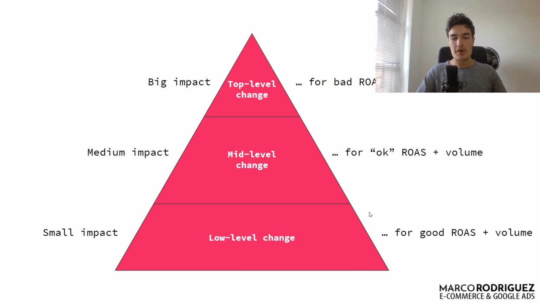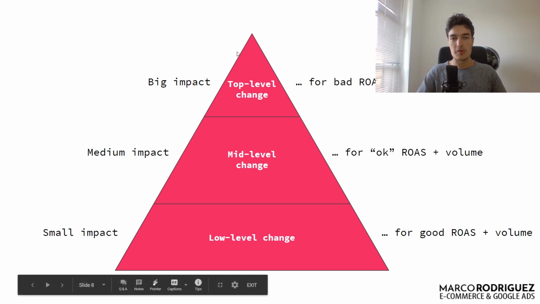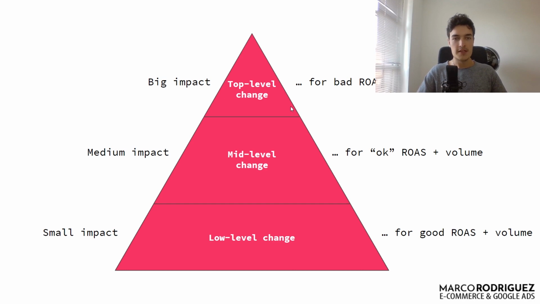So it's like the backwards way. The bigger you are, basically, the bigger your store, the more sales you make, and also the more profitable you are, the closer you should be at the bottom of this pyramid with your testing actions, right? Hope that makes sense so far.